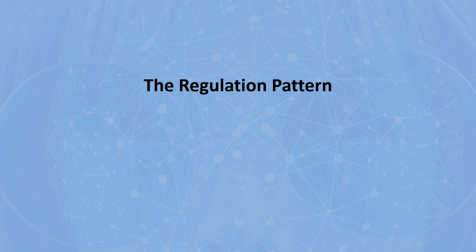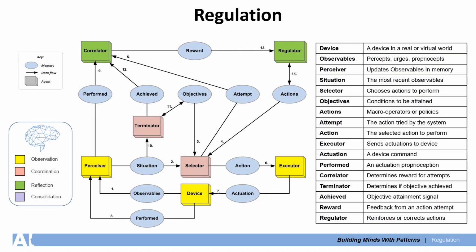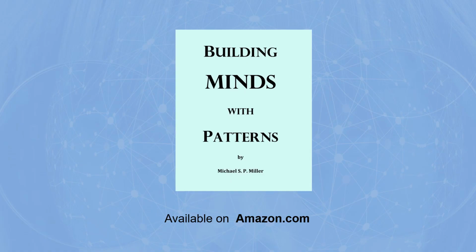So to recap, the regulation pattern modifies actions based on environmental feedback. Action attempts are sent to a correlator, which determines whether an attempted action has succeeded or failed. The regulator corrects or reinforces the selected action. This pattern is useful when actions need to be prioritized, culled, or adapted by environmental feedback.